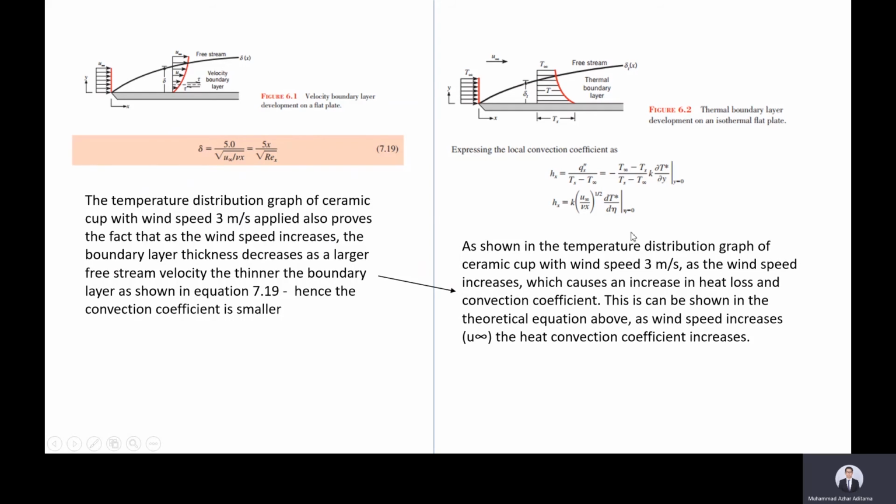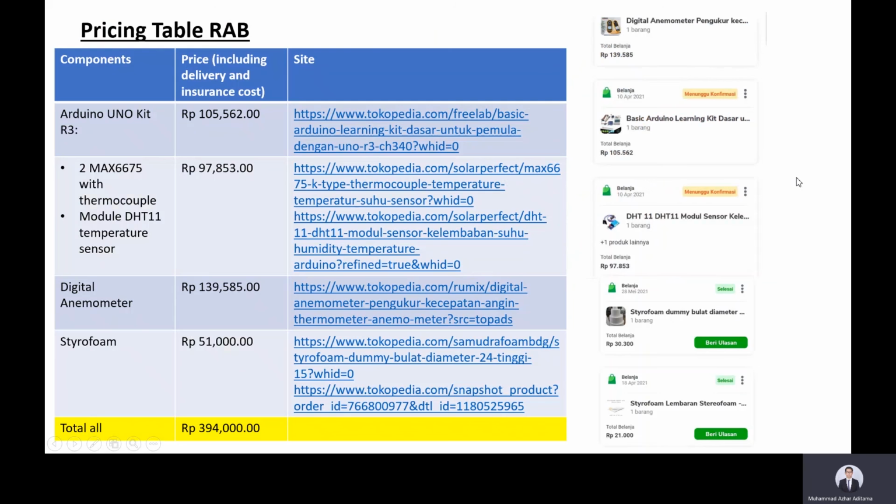Furthermore, for the thermal boundary layer, as shown in the temperature distribution graph of the ceramic cup with wind speed of 3 meters per second, if we compare the wind speed of 3 meters per second with no wind speed, it causes an increase in heat loss and convection coefficient, which relates to this equation. So as the wind speed increases, the convection coefficient increases. This is my RAB. Total will be 394 K.